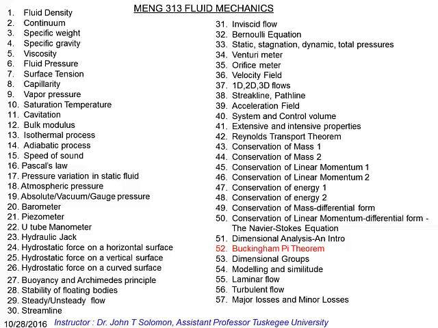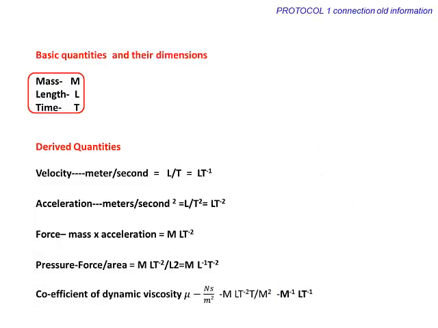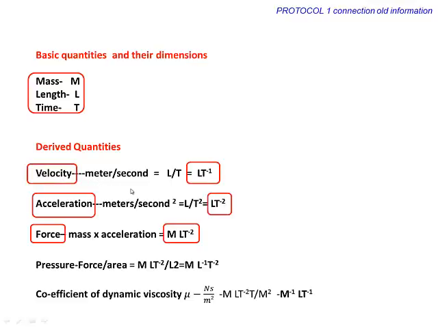Hello and welcome back. In this video we discuss Buckingham's Pi theorem, which is used for deriving relevant non-dimensional groups in a given problem. We have seen earlier that the dimensions of the basic physical quantities such as mass, length and time are represented using letters M, L and T respectively. For derived quantities, the dimensions can be derived from their units in terms of basic dimensions M, L and T.